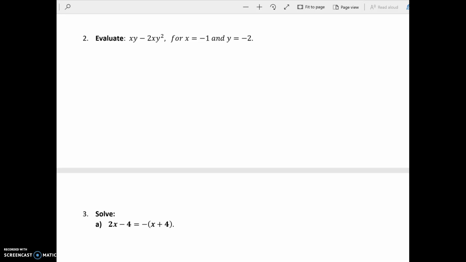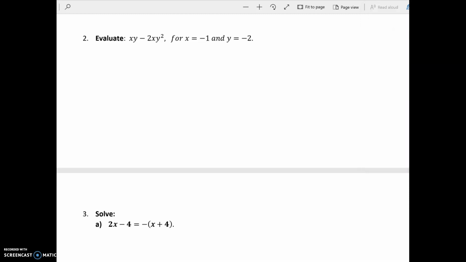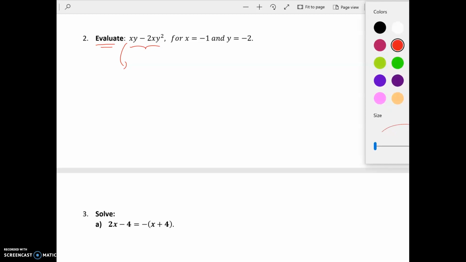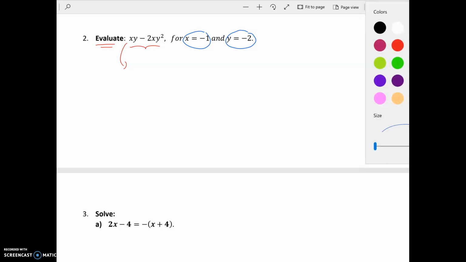Hi class, let's take a look at example 2. So the difference from example 1 and 2 is that in example 2 they want you to evaluate. So in this case they're going to give us an actual polynomial, and what they want us to do is basically evaluate, in this case x is equal to -1 and y is equal to -2 into the expression or the polynomial, and then simplify it as much as we can.